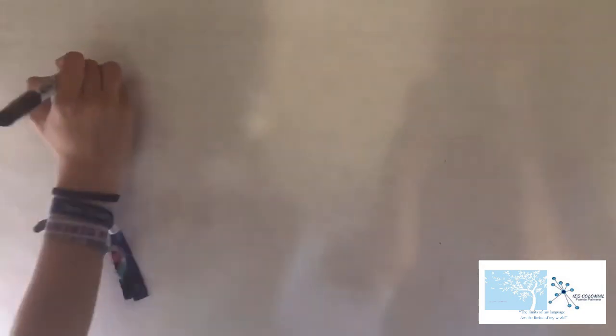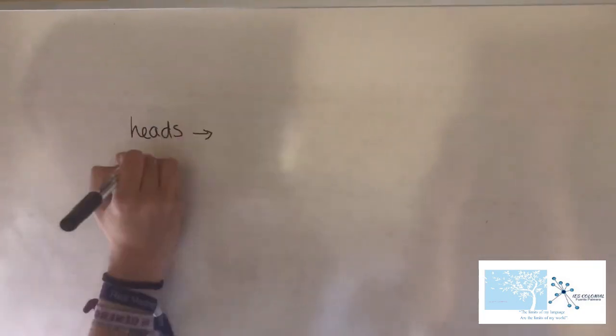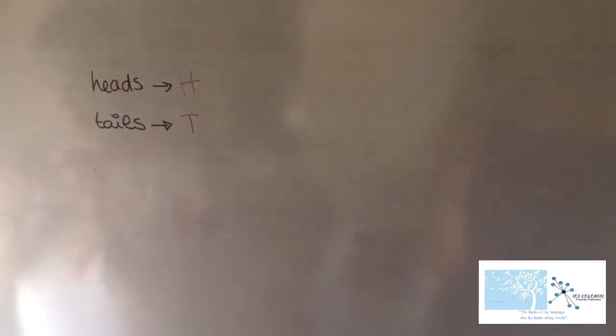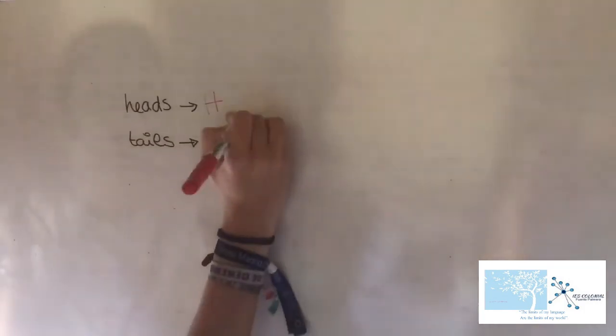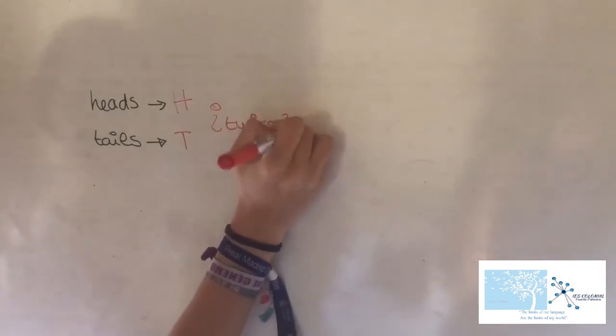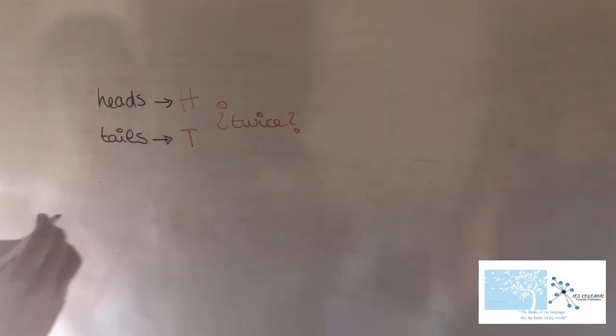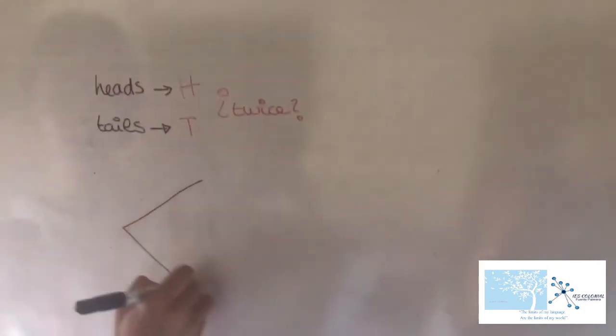So, how many possible outcomes are there to flipping a coin? Well, we should know that we only have two possible outcomes. We can get heads or we can get tails. But what about the possible number of outcomes for flipping a coin twice in a row? To find the possible number of outcomes here, we are going to construct a tree diagram.